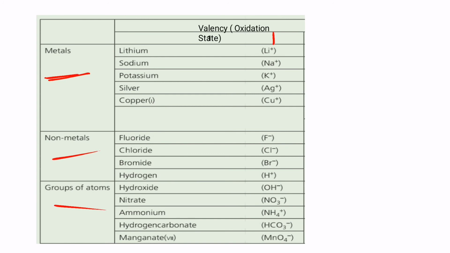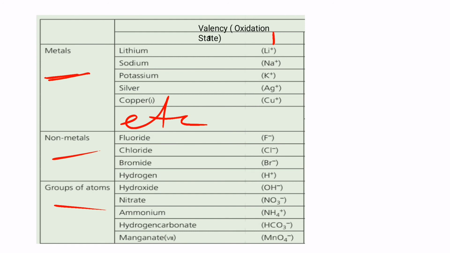So let's look at metals. These are the common ones. Lithium has got plus 1. Sodium, potassium, silver, and copper. So they all have an oxidation state of 1, or a valence of 1. That is the combining power. So these are just examples. You can add a lot. Okay. And then we have non-metals which have got 1.